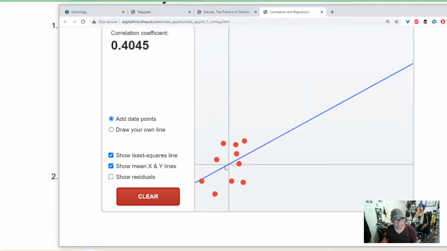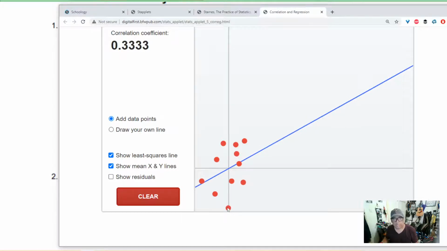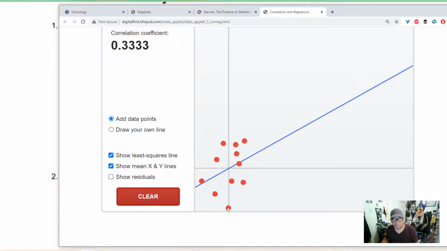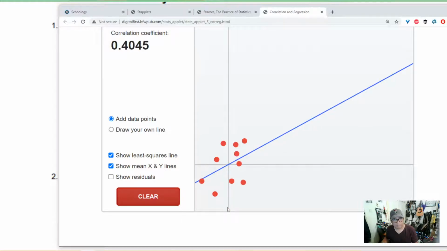So here we are at the simulation, at the Staplet, and we're going to put a point right here, and what will happen? And it's actually kind of hard to see. Notice how the entire line was dragged down. So the slope stays about the same. Correlation is decreasing to 0.333. And the y-intercept is also decreasing.